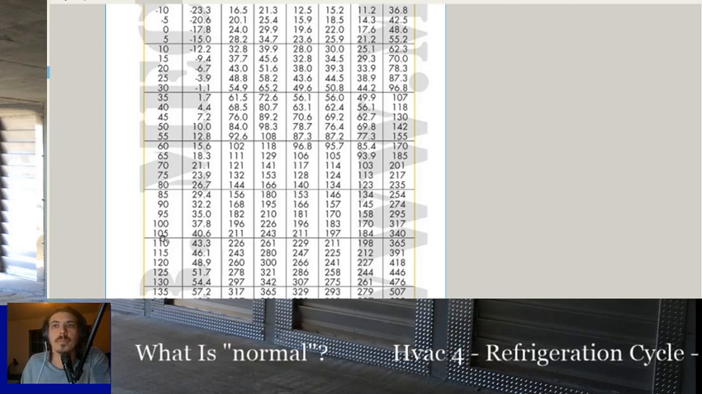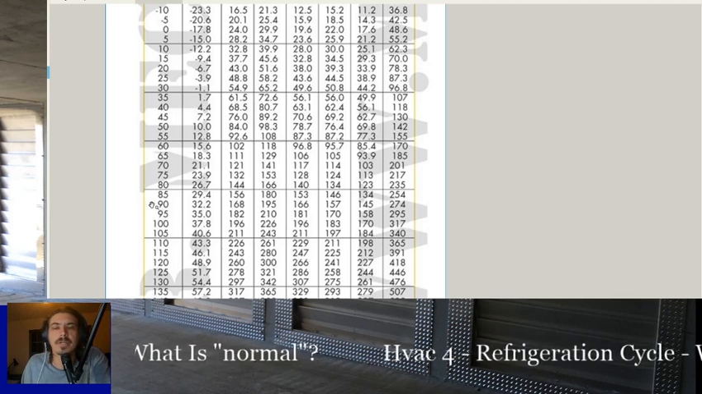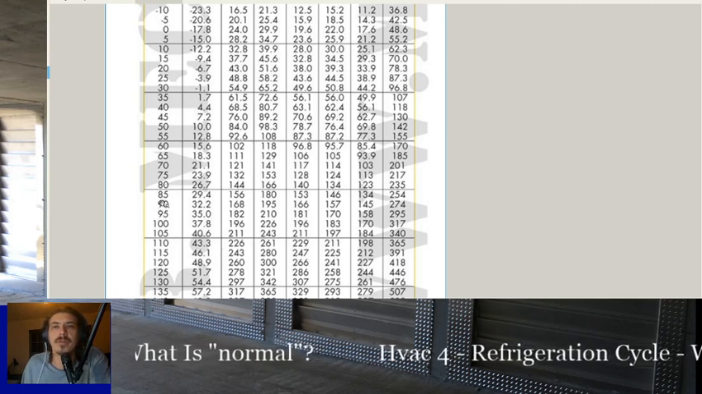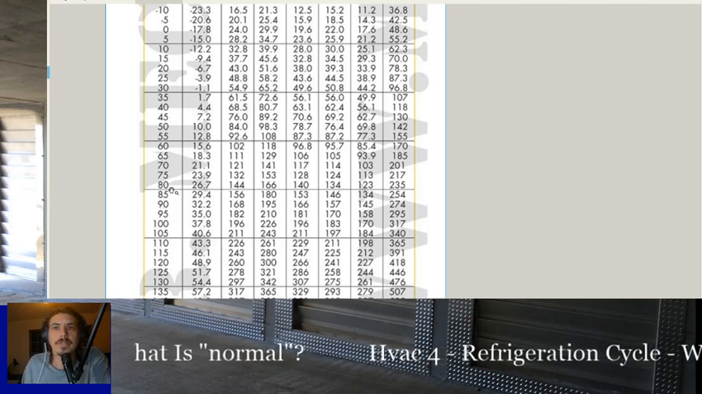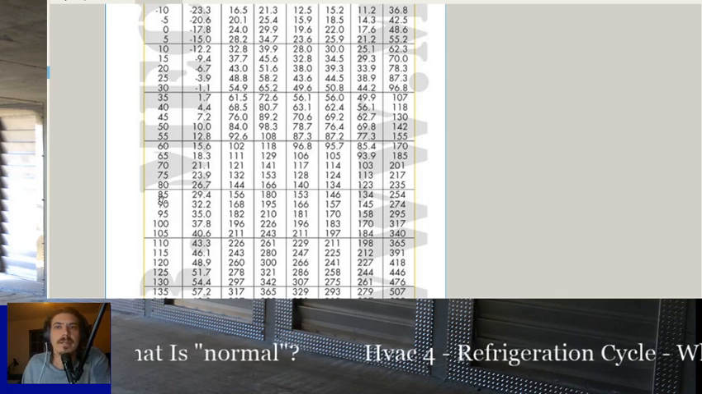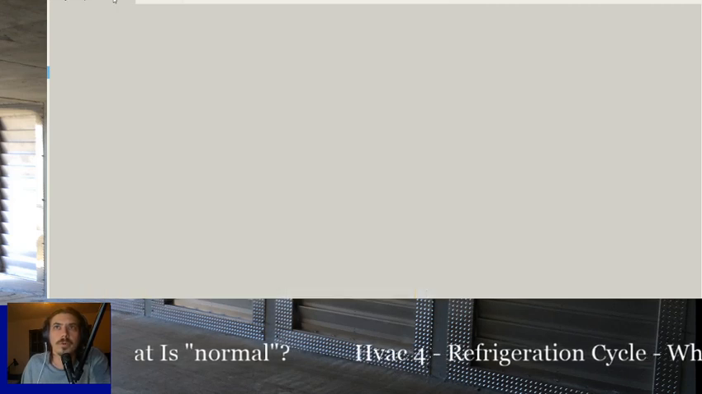Okay, so my pressure should be about 317. And then I would expect my line temp to be around 90 when I measure it with a thermometer if the outdoor air temperature is at 80. That would all be pretty close to what we're looking for.